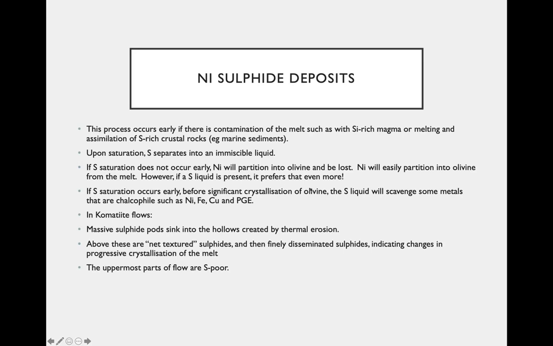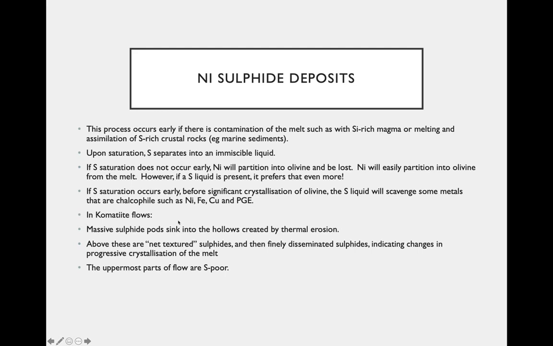And then we need to get the sulfur saturation up very quickly. In which case, if there is a sulfur liquid, nickel prefers it, or its partition coefficient is higher into the sulfur liquid than it is into olivine. It will also then scavenge chalcophile elements such as nickel, iron, copper, and the PGE.